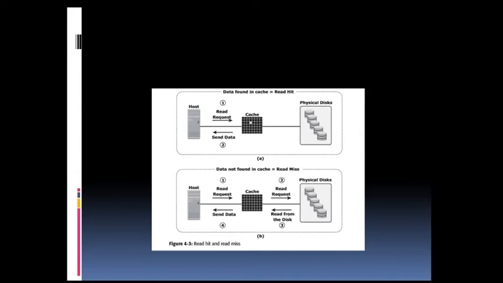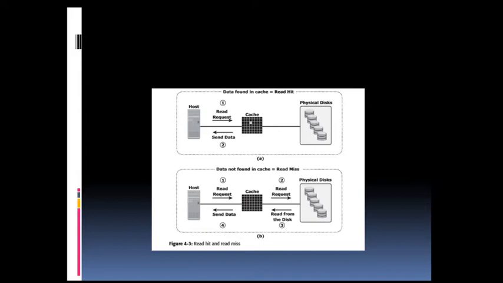If the requested data is not found in the cache, it is called a cache miss, and the data must be read from the disk. It is shown in figure B. The backend accesses the appropriate disk and retrieves the required data. The data is then placed in cache and finally sent to the host through the front end. So cache misses increase the IO response time.